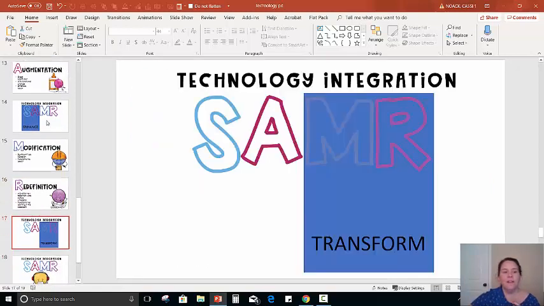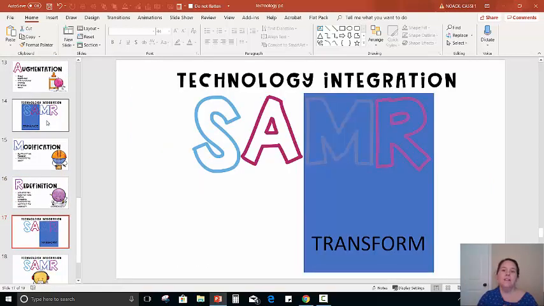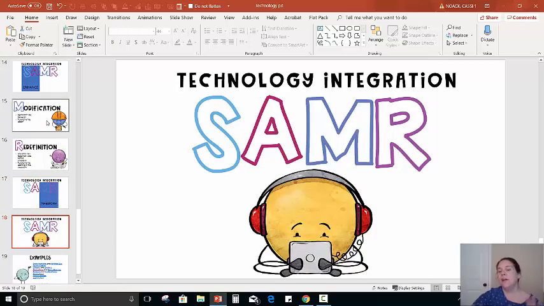And so as we look at the M and the R, these are the types of integration that really will transform the learning that's going on in the classroom. And if we were to compare them to Bloom's, the S and the A would be more alike the lower levels of Bloom. And as you move up, the M and the R are what are going to have the greatest learning impact on students.